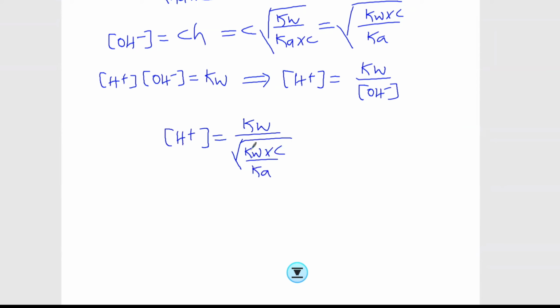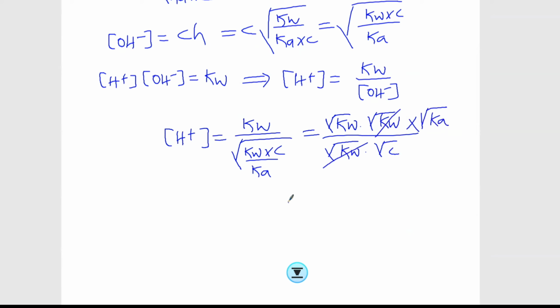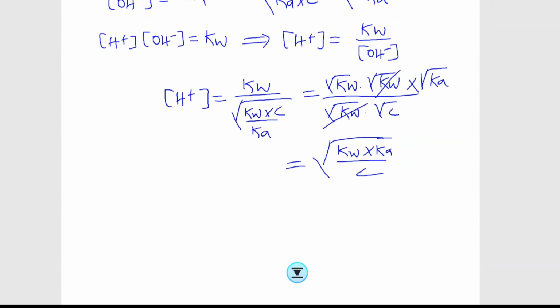So root KW, root KW, I am elaborating it: root KW into root KW divided by root KW into root C, and root Ka goes up. One root KW gets cancelled and it forms root of KW into Ka by C. This is the concentration of H plus directly.